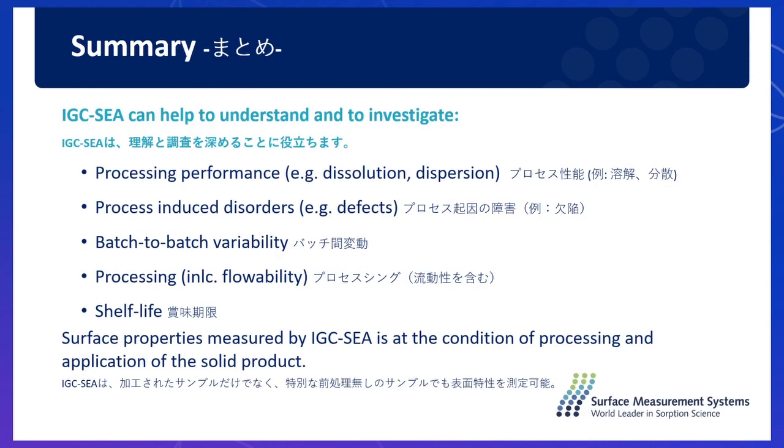And finally, to summarize my presentation, the iGC-SEA instrument can help you to understand and investigate the processing performance of your solid material, the process-induced disorder on the surface of the different solids. Also, you can investigate processing behaviors. Batch-to-batch variability can also be measured and monitored. Surface properties measured by iGC are at a condition of processing and application of the solid product.